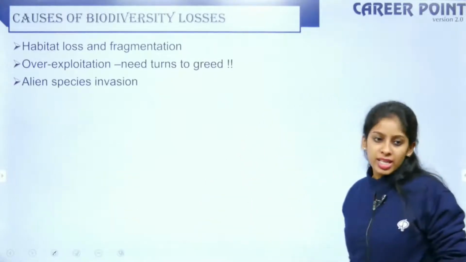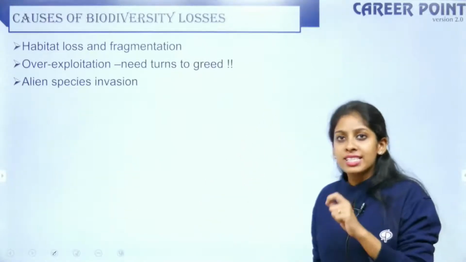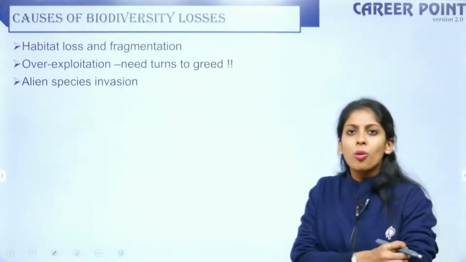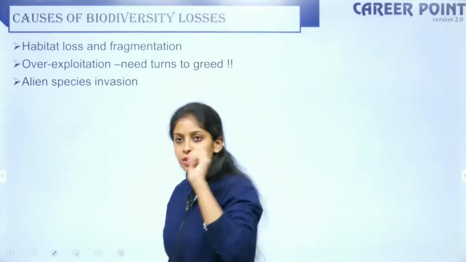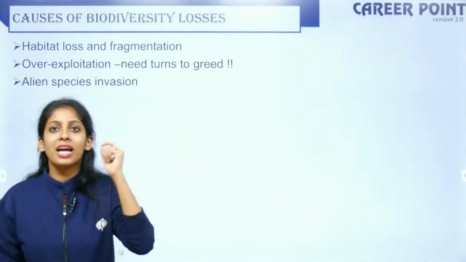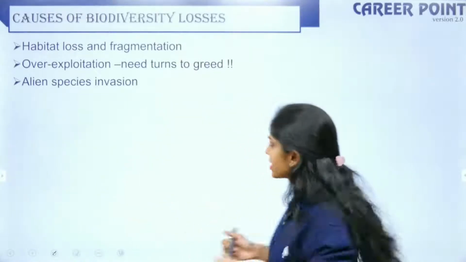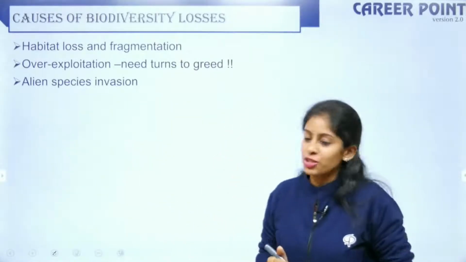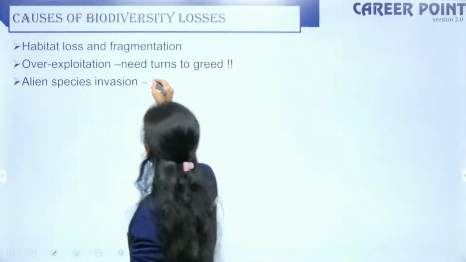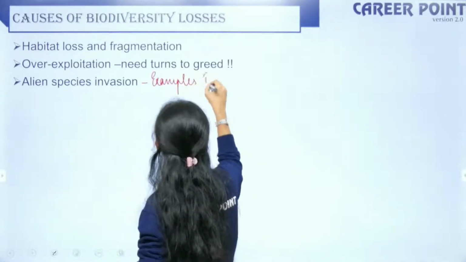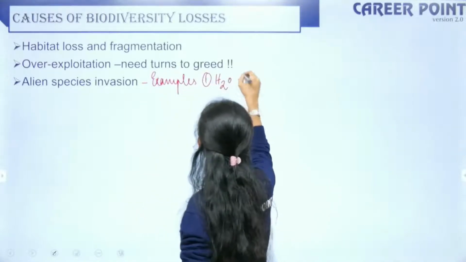So, alien species invasion. Sometimes alien species disturb or damage the endemic species. So, what do you mean by endemic species? The species that can grow only in that particular habitat. So, that is your endemic species. Alright. So, alien species invasion. Here you have a few examples to remember. So, one example is your water hyacinth.